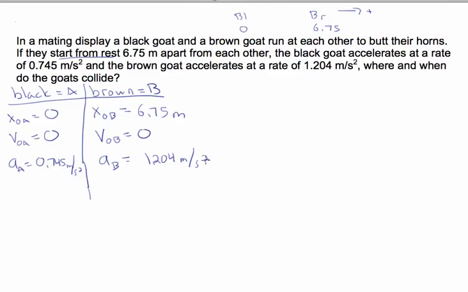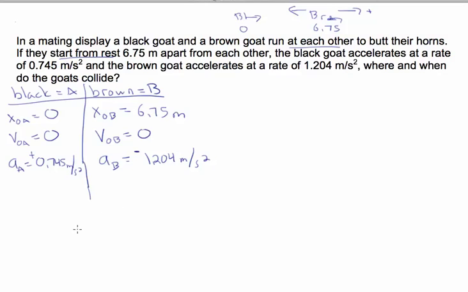Now let's look at our sketch here, because our black goat is going to accelerate this way in the positive direction. But his acceleration is less than the brown goat's. So if the brown goat is running this way, they're never going to meet. But they're running towards each other. That means the brown goat is traveling towards 0, right? And that means the brown goat is traveling in the negative direction. That is the number one mistake made in a problem where two things are running towards each other. Make sure that if they're going towards each other, one is moving in the positive direction and one is moving in the negative.